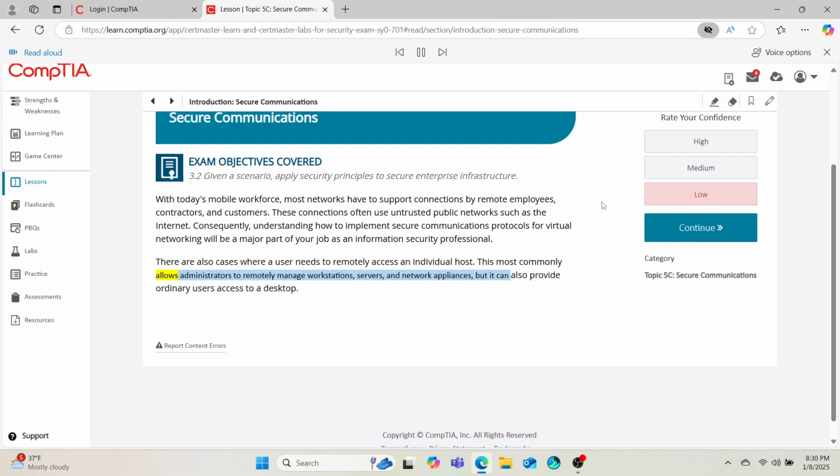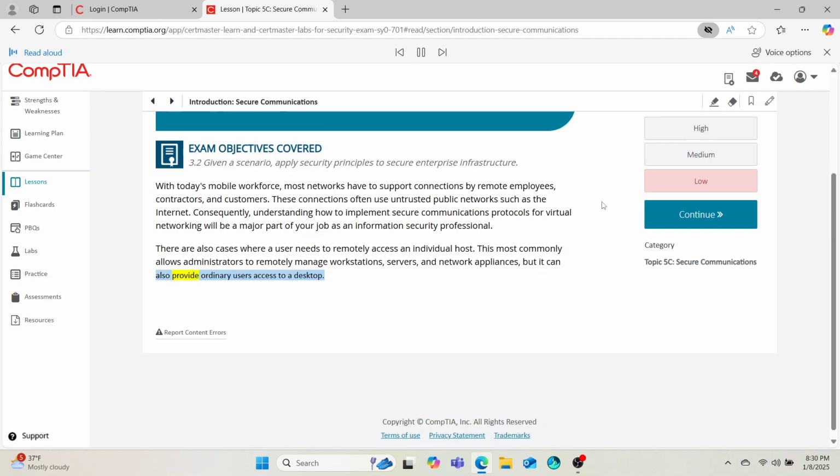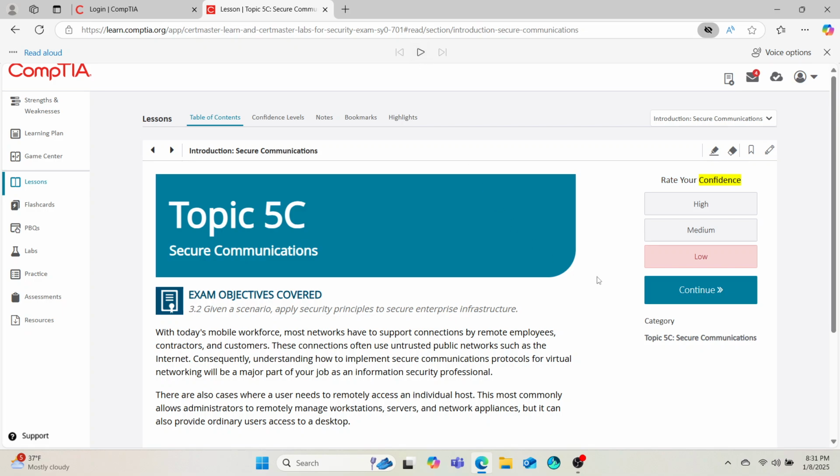This most commonly allows administrators to remotely manage workstations, servers, and network appliances, but it can also provide ordinary users access to a desktop.